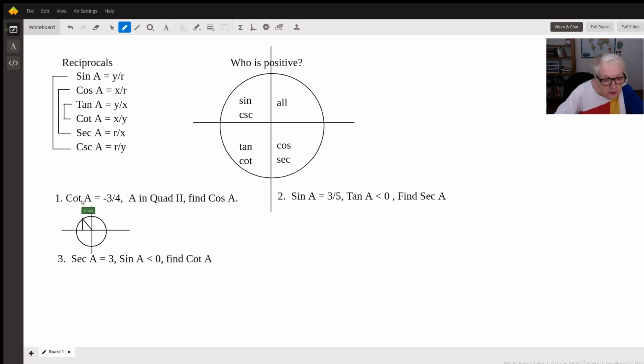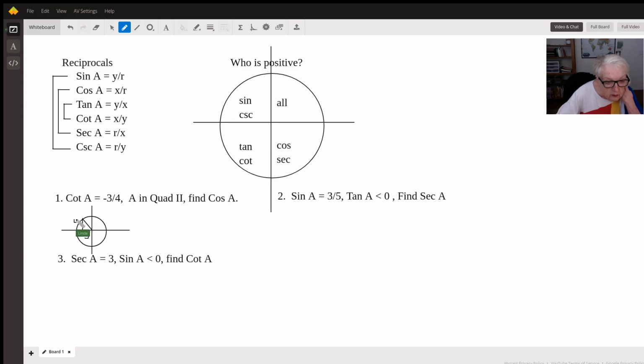Your cotangent, this is all information that's given, is negative 3 over 4. Now, the cotangent is x over y. And the x value in this quadrant is negative. The y value is positive. So the minus sign goes with the x. And that makes sense in this drawing. The x value is negative 3. And the y value is positive 4.